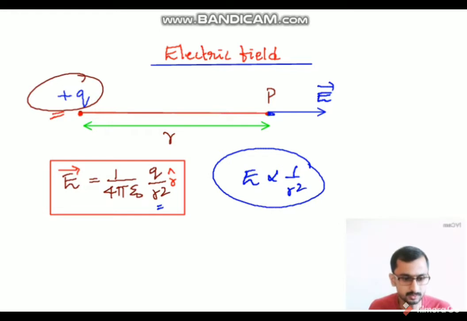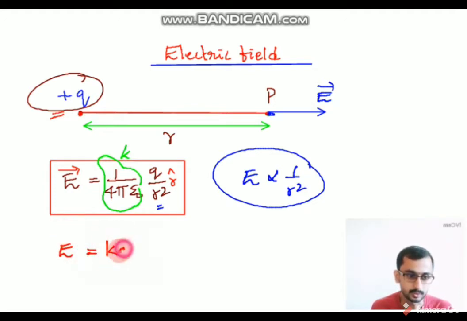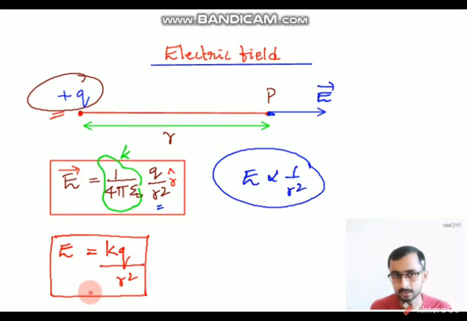And also you can simply rewrite this expression. You know this 1 by 4 pi epsilon naught can be written as k. Therefore, electric field E is equal to k into q by r square, that is, k q divided by r square. Like this also you can write the expression for electric field. I hope it is clear.